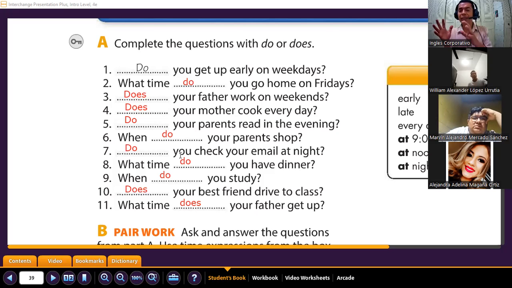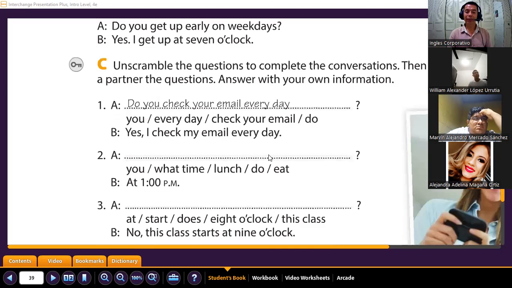Good. So you see the difference between the yes, no questions and the information questions? Good. Any questions about the questions? No? Okay, very good. Yes, tell me.